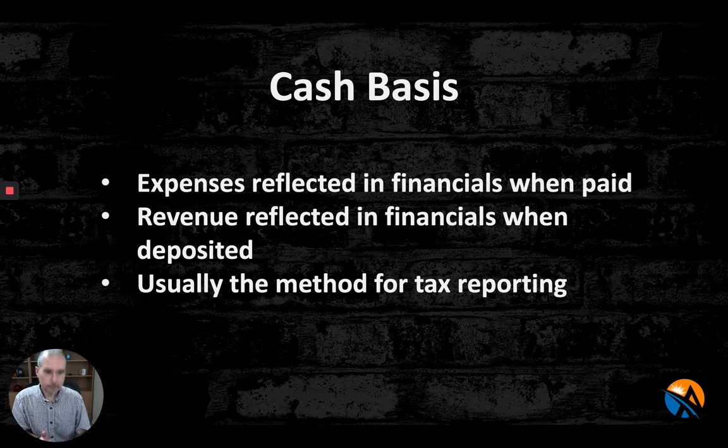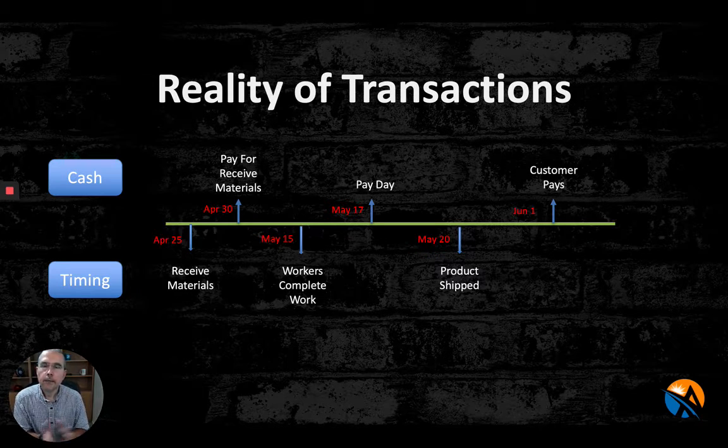The reality is that transactions that occur in your business occur at different times. What I mean by that is that in some cases, the timing of when the cash goes in and out of your business is different than the actual transaction itself. For example, you may receive materials, but you don't pay for them until later. You may work on that product, but you don't pay for the labor until later. And you ship the product, but you may not actually receive the money for that payment. So in a cash basis and accrual basis, you're going to treat those transactions a little bit differently.